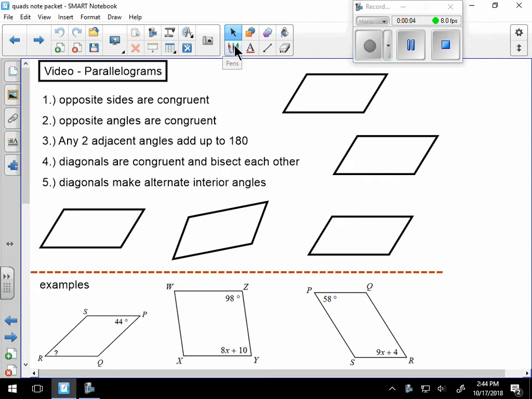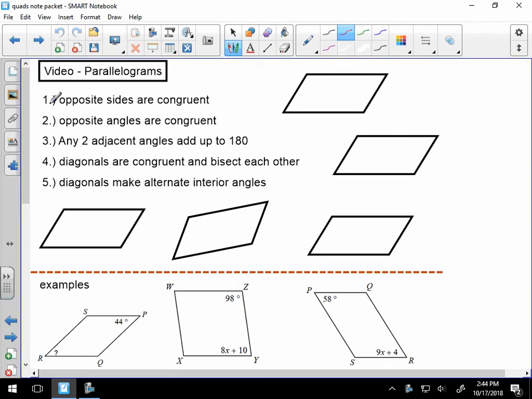All right, so we got parallelograms. I want to go ahead and go through step by step. I want you to know opposite sides are congruent. It's very similar to the rectangle. Opposite angles are congruent. And then any two adjacent angles add up to 180.